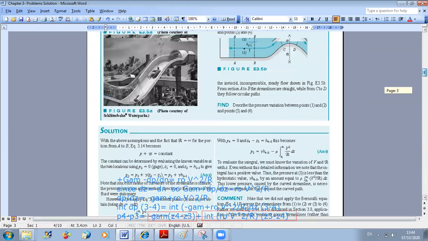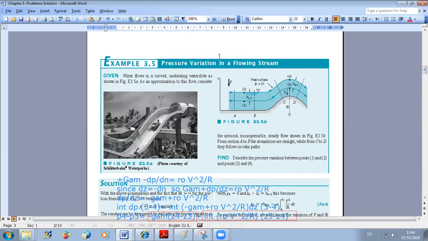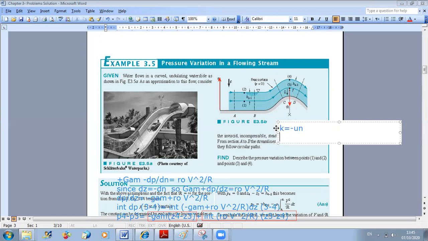Thank you. First, someone asked me why dz equals minus dn. Maybe you weren't here when we started. It is because z is upward, and un is always directed towards the center of curvature. Here your center of curvature is at this level, so un is downward. Since the z axis and n axis are opposite, vector k is equal to minus un. This is why dz will be equal to minus dn.